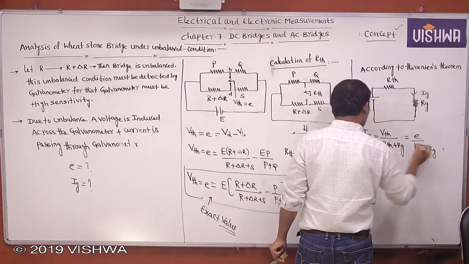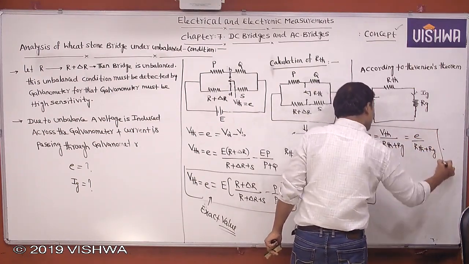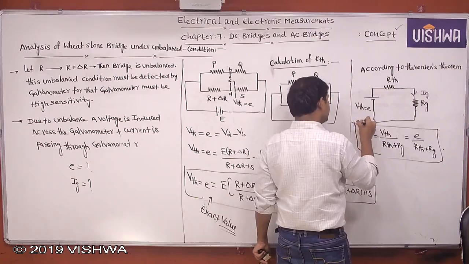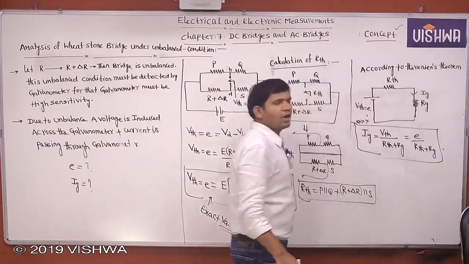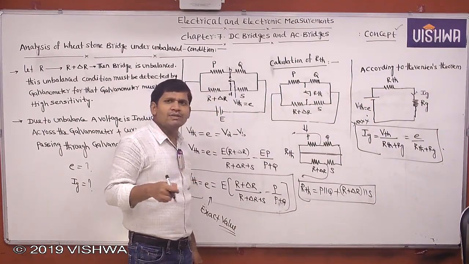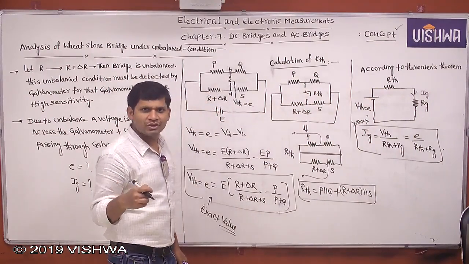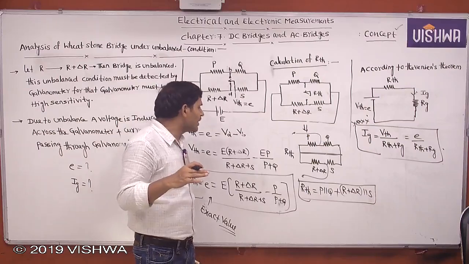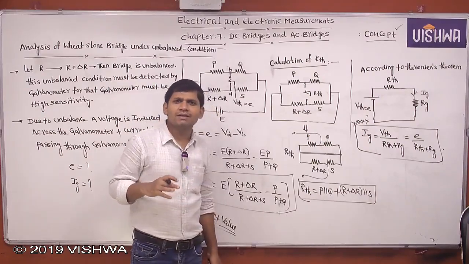Like this we can calculate the Thevenin voltage and the current through the galvanometer, that is, the voltage across the galvanometer and the current through the galvanometer. Like this we can analyze the Wheatstone bridge under what condition? Unbalanced condition. Now once you know the current through the galvanometer, what is the voltage across the galvanometer?